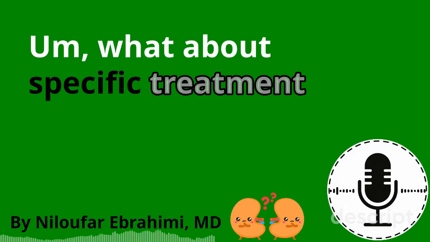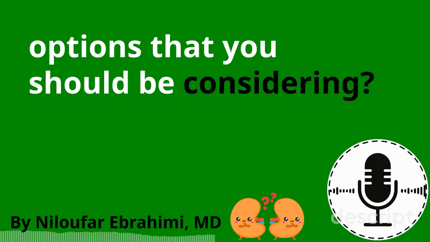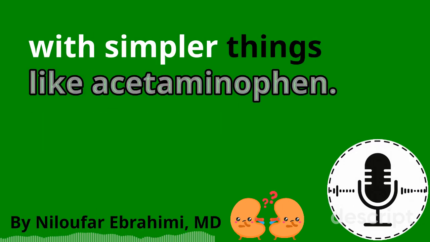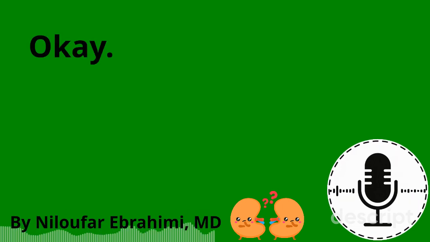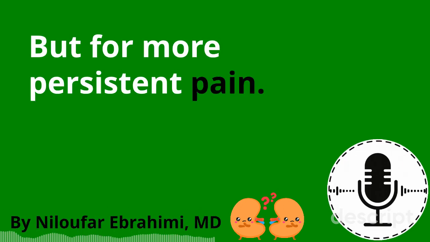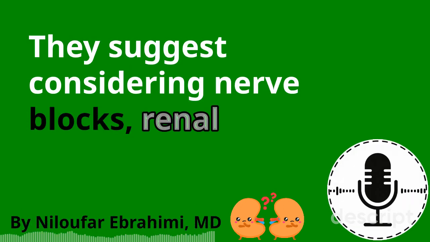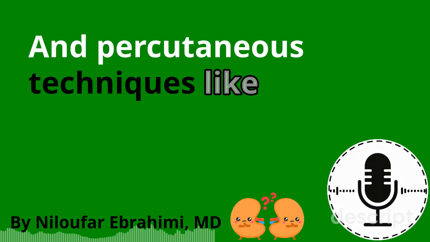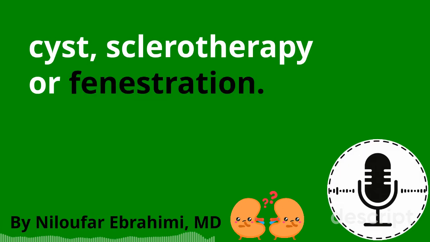What about specific treatment options that you should be considering? So the guideline outlines a range of options, starting with simpler things like acetaminophen and application of heat or ice. But for more persistent pain, they suggest considering nerve blocks, renal denervation procedures, and percutaneous techniques like cyst sclerotherapy or fenestration.